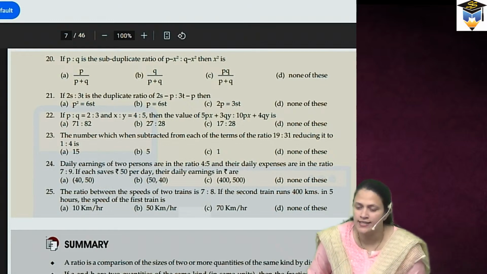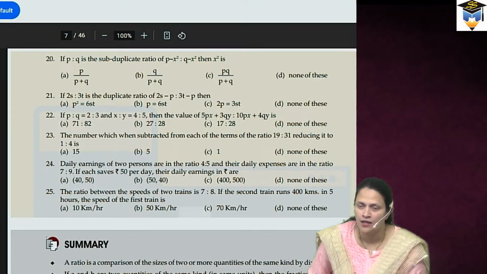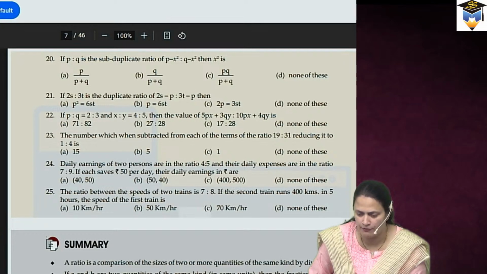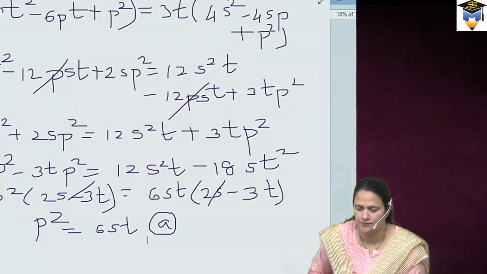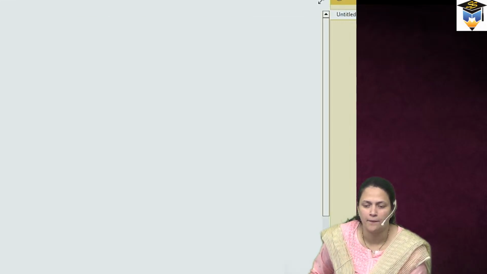Now in the 22nd one, what they have given is the ratio P upon Q is equal to 2 by 3 and X upon Y is given to us as 4 by 5. Now you have to find out the value of 5px plus 3qy upon 10px plus 4qy. So generally when these types of sums are given to us, the first step is to equate the ratios to some constant k.